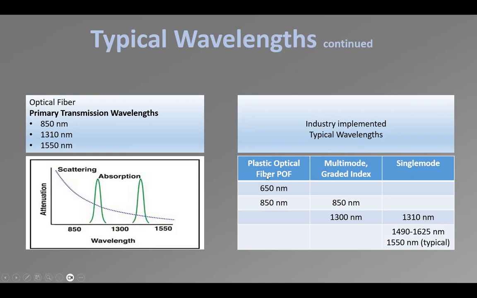All right, so here's the plastic optical fiber, multi-mode, graded index, and single mode. Plastic optical fiber typical wavelengths are 650 and 850 nanometers. Multi-mode and graded index typical wavelengths of transmission would be 850 and 1300 nanometers. And single mode would be 1310, then 1490 to 1625 nanometers, but typically it will be 1550. That will be the most common wavelength that is being used to transmit signal.